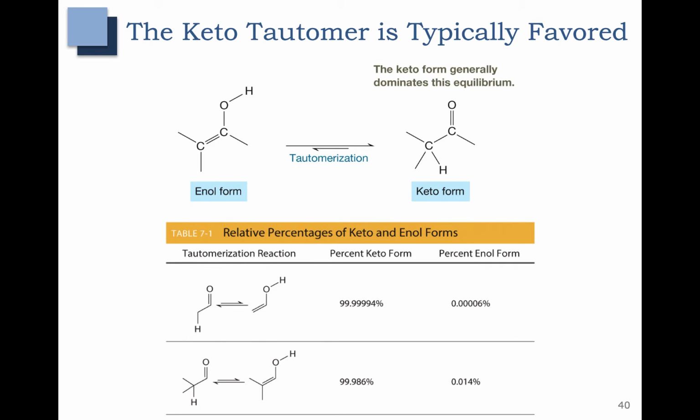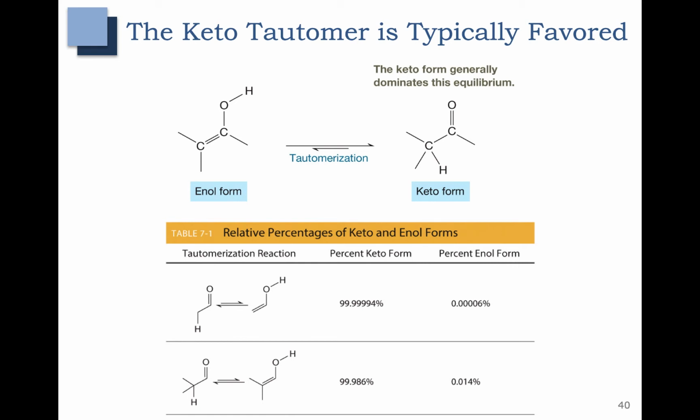You can see here that the keto form is typically favored and generally dominates the equilibrium. If you're looking at the percentages here, we can see that the keto form for this example down here exists in almost 100%. The same thing is true for this bottom one over here. Again, the keto form exists almost 100%. So usually if we see a ketone, that is the preferred form.